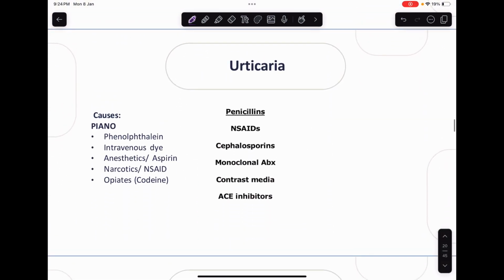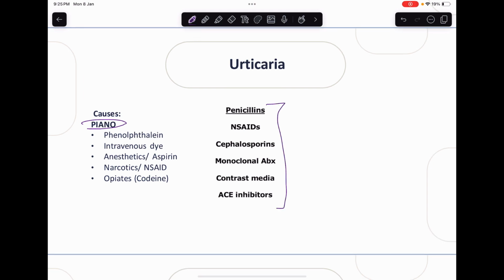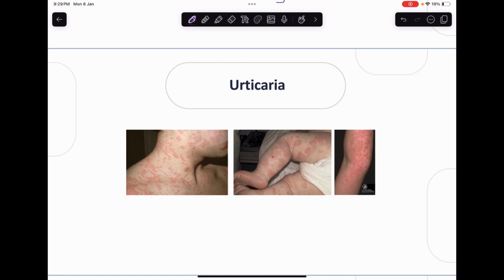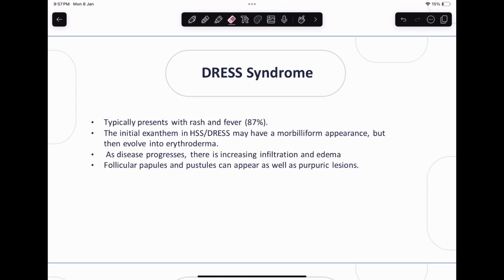What are the causes of urticaria? We have a mnemonic, which is PIANO. P stands for phenolphthalein, I for IVD, A for anesthetic or aspirin, N for narcotic and NSAIDs, and lastly O for opiate. These are also other drugs that can cause urticaria. Here we see the lesions are, as I said before, erythematous, edematous, annular, well circumscribed, blanchable, and severely pruritic. So it may disrupt work and sleep sometimes. Symptoms are usually more severe at night.